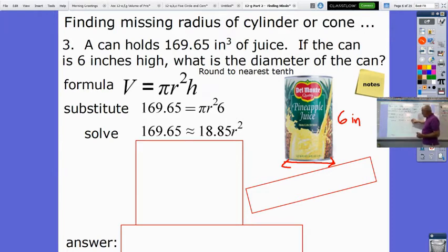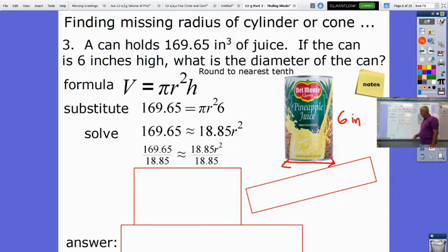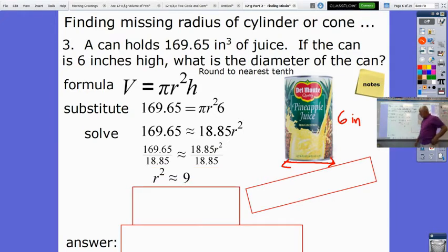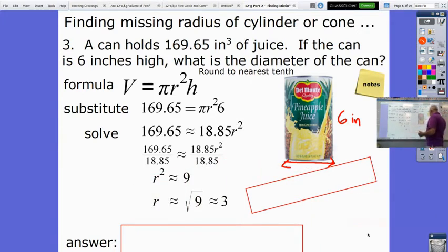Can't do any more of that until I get it by itself. So divide both sides by 18.85, second answer in your calculator, and you get 9. R squared equals about 9. Well, R squared is not the answer. That's not the radius of this can. That's the radius squared. So at the end of this process, you have to do a square root, right?